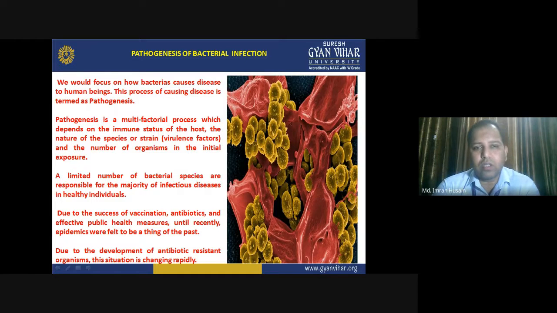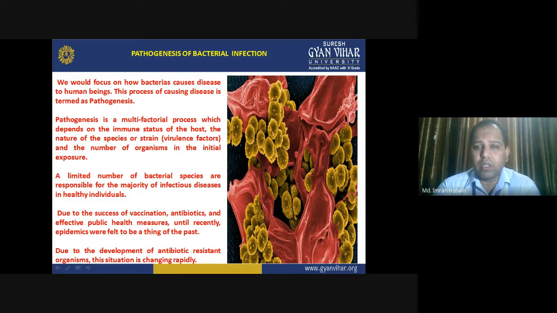It also depends on the nature of the species or strain, the virulence factors, and the number of organisms in the initial exposure. Virulence influences the ability of a pathogen to cause infection in a host. It involves different mechanisms like releasing toxins and releasing enzymes. Each species has its own virulence factors, its own mechanism of infection, and its own target tissues.